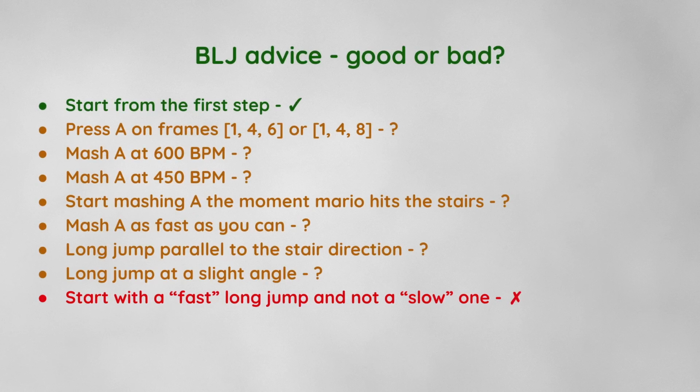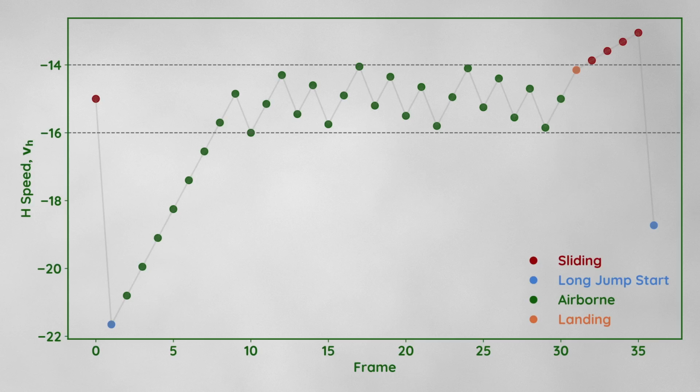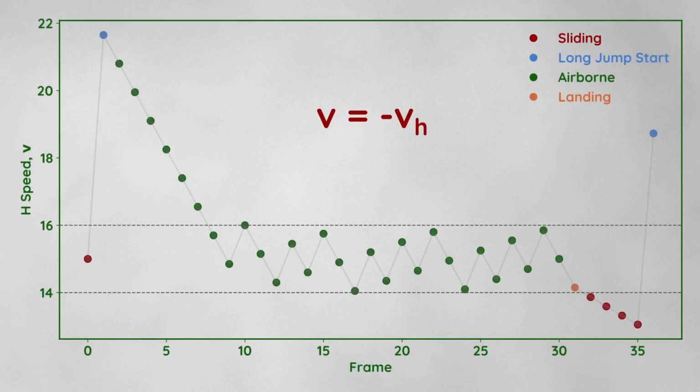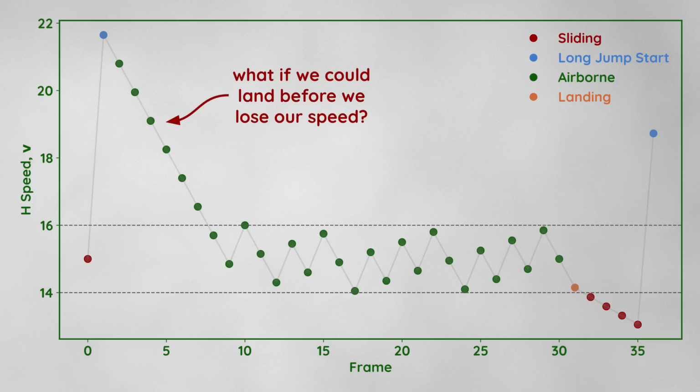Now we're ready to move on. From now on, since the H speeds we're dealing with are always going to be negative, we're just going to flip this axis and just refer to H speeds as positive. This will make understanding a lot easier, because when the graph goes up, we go faster, and when the graph goes down, we go slower. So what if, instead of being in the air for the full 30 frames, we somehow found a way to land faster before we lose all our speed to drag?